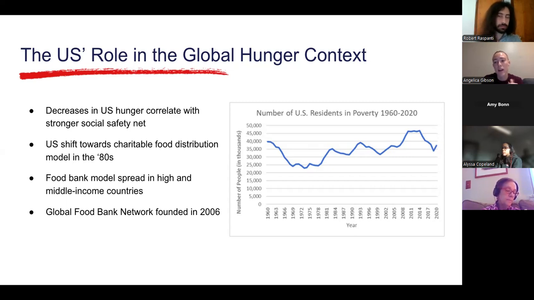And so that's why I think it would be so powerful if we can really lead the charge on actually ending it too. Because if we can end hunger here in the US, I think that would have a huge impact on global hunger as well.